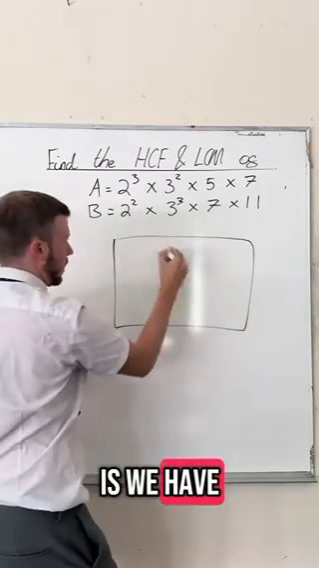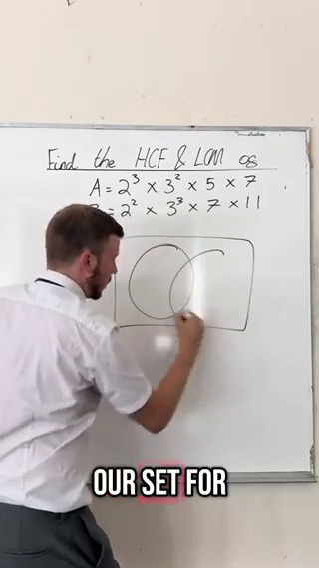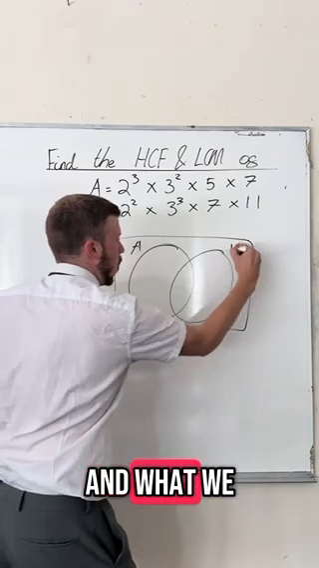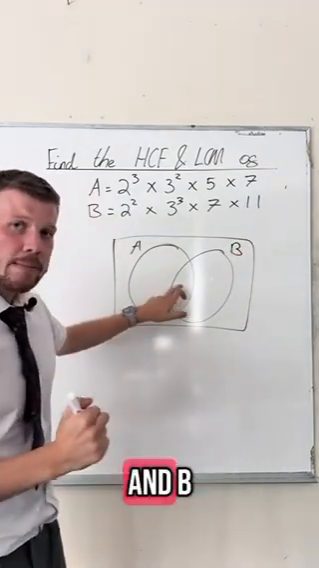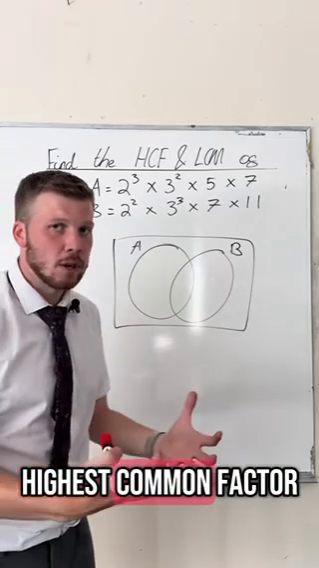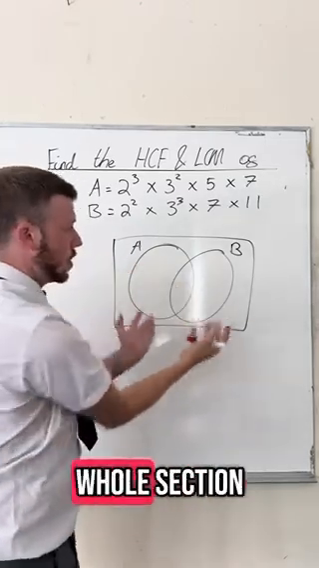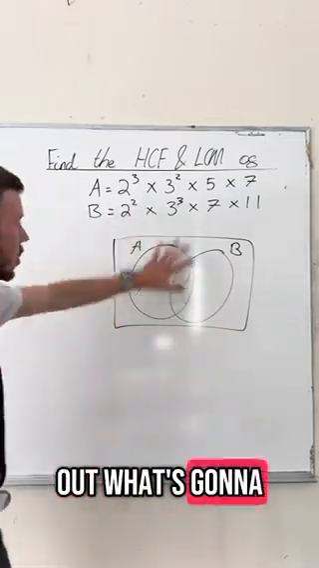What we have is our sets for A and B, and what we need to decide is what's going to go in the intersection of A and B, because that's going to help me with my highest common factor, and what's going to be in the whole section. So let's work out what's going to go in the intersection.